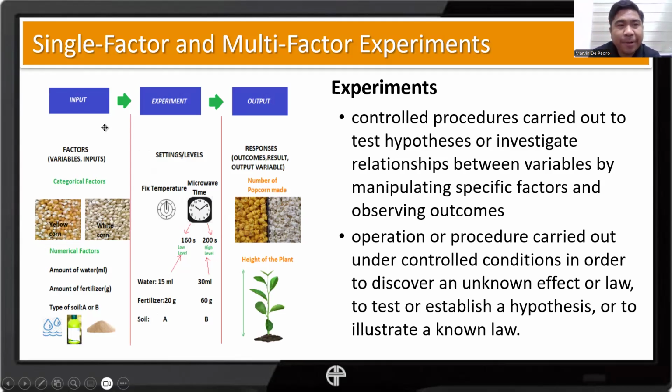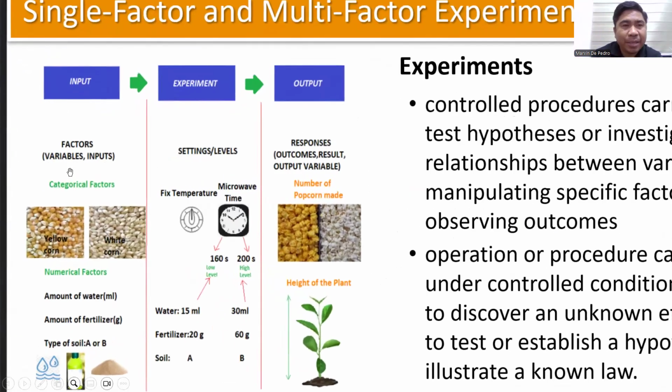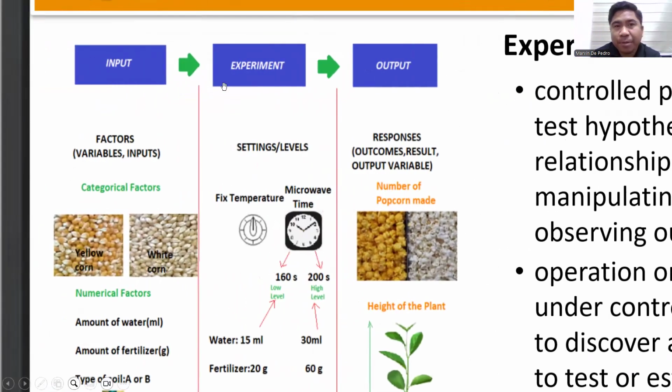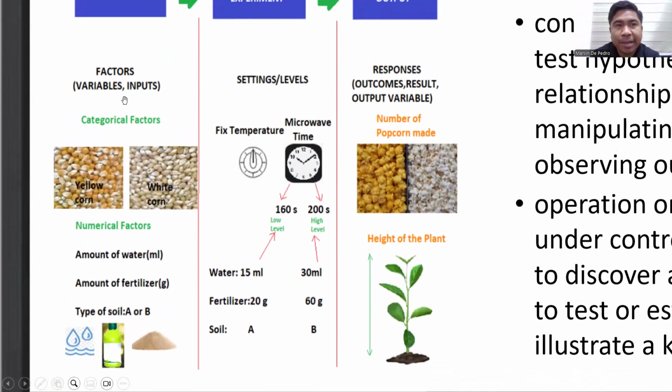For an experiment, for example, we have this. Let me zoom in. When we experiment, we have an input, and of course after the experiment, we come up with an output. Here are examples of factors, variables, inputs. We have categorical factors, where the category could be either yellow corn or white corn, so two groups. And then we have numerical factors, the things that we measure, like the amount of water, the amount of fertilizer, the type of soil. So we have categorical and numerical.